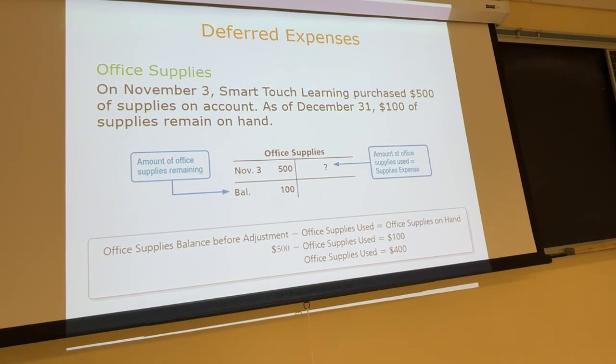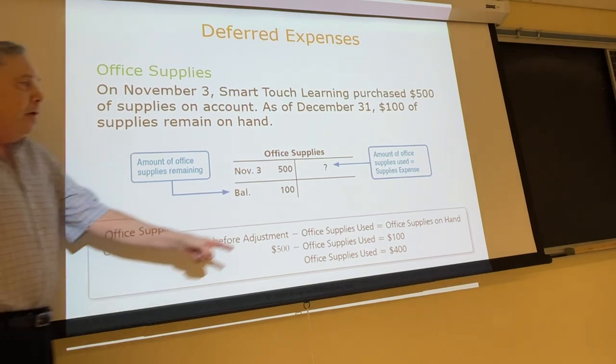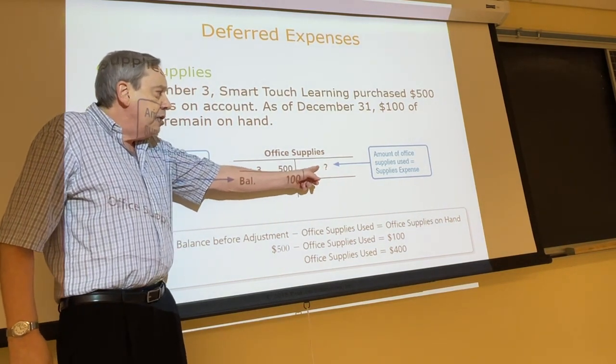As of December 31st, when they take account of their office supplies that remain on hand, they find that $100 remain on hand. So therefore, if you look at a T account for office supplies, we see that the balance as of December 31st is $100. We had a debit to that account when they purchased office supplies on November 3rd of $500. So the amount that we want to journalize is actually the amount of office supplies that are used up during the period. So it's going to be a credit entry over here.